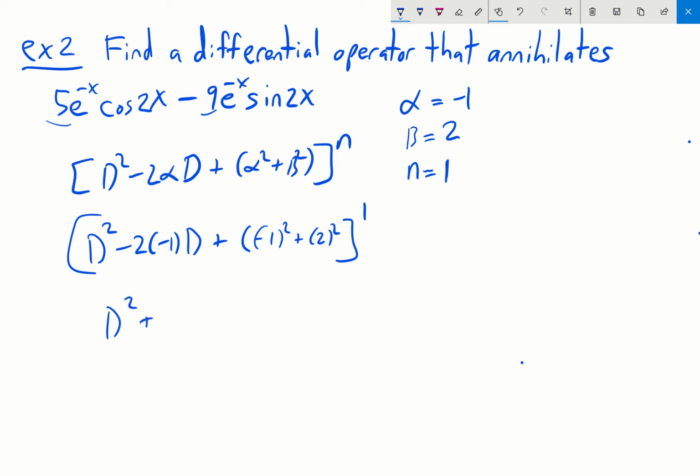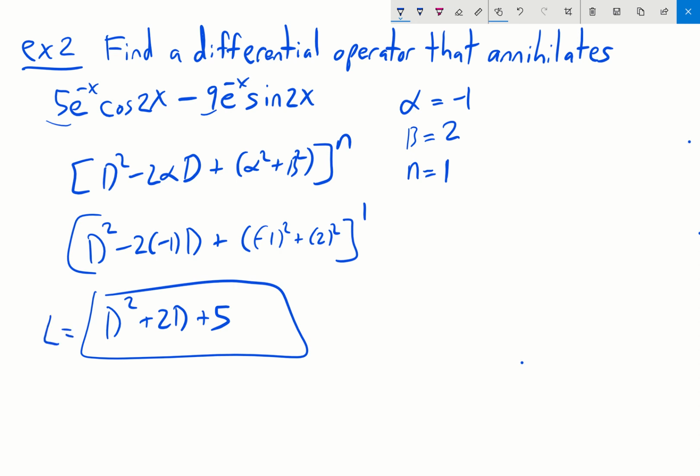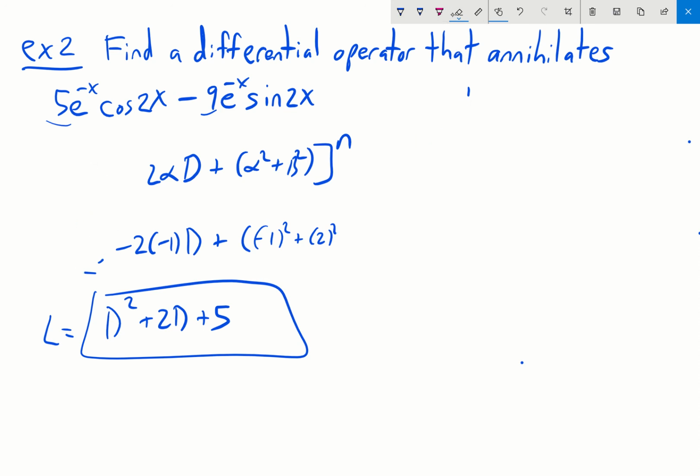That's D squared plus 2D. This would become plus 5, since -1 squared is 1, 2 squared is 4, and 1 plus 4 is 5. And then the whole thing is to the first power. So this differential operator, L equals D squared plus 2D plus 5, would annihilate this function. Let's actually go ahead and verify it. We haven't seen an operator of this type. It's kind of new to us, so there's no harm in checking this one.